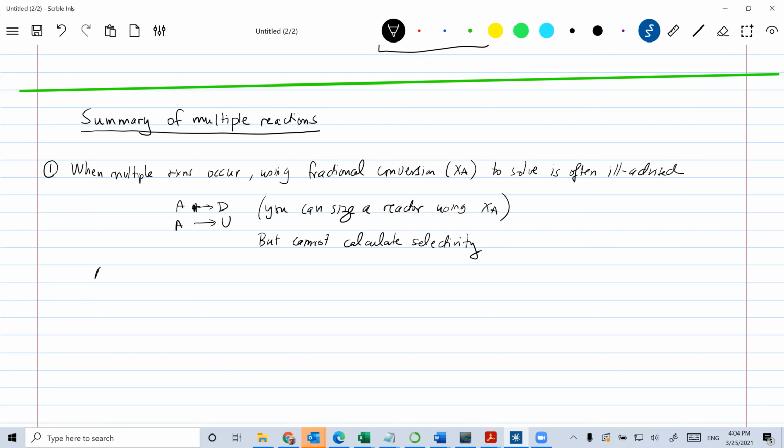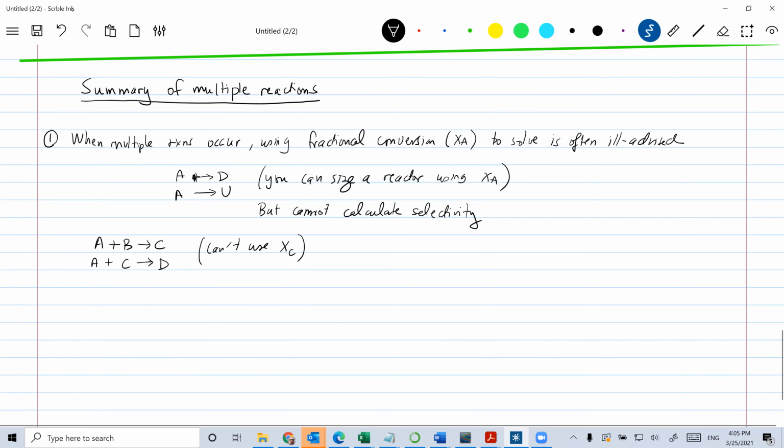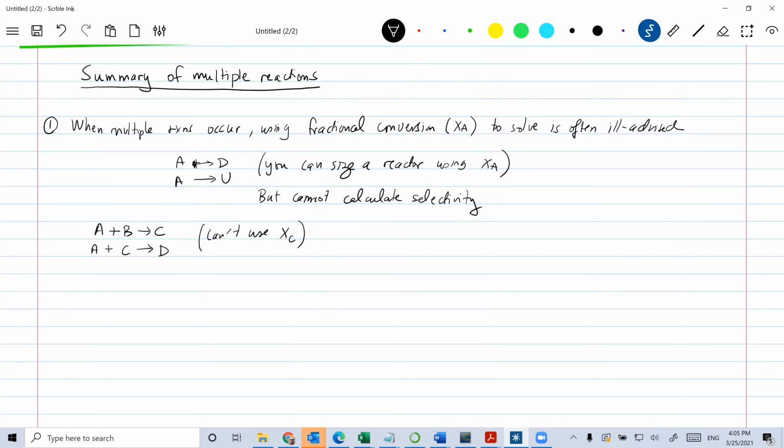And if you have a reaction where you have something more like that, you can't use conversion for C at all. You cannot use XC because C is both a reactant and a product, so you cannot use XC. So that's why it's ill-advised. So you have to use extent of reaction or concentration.